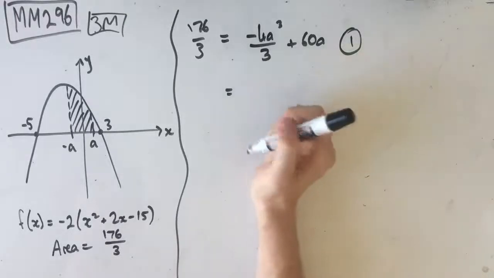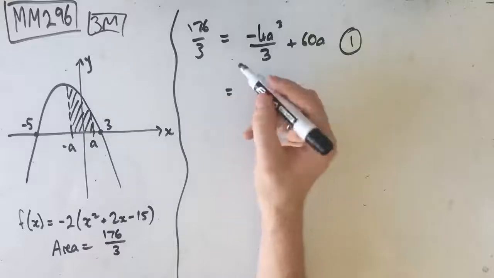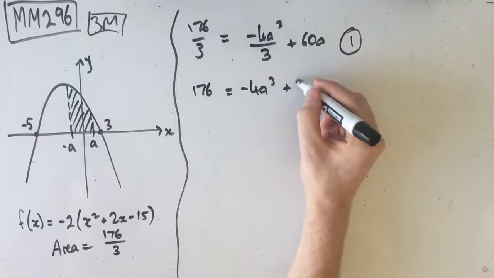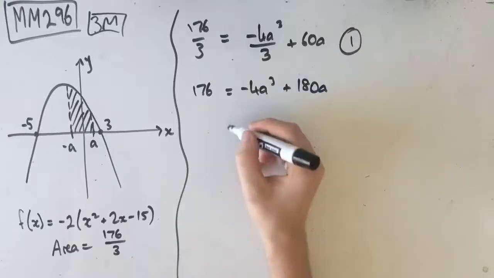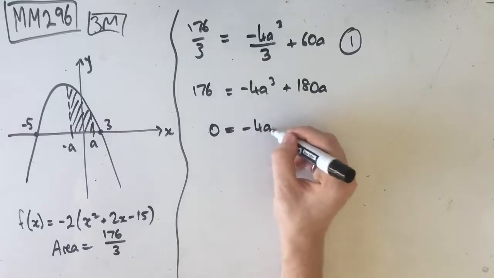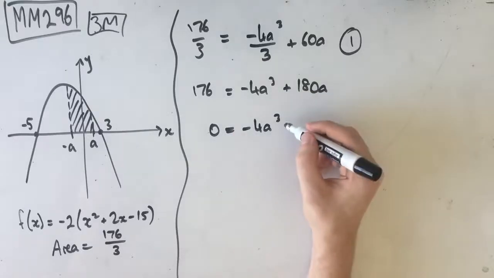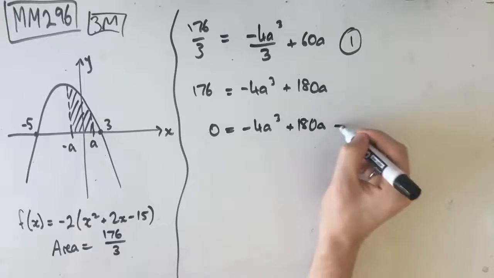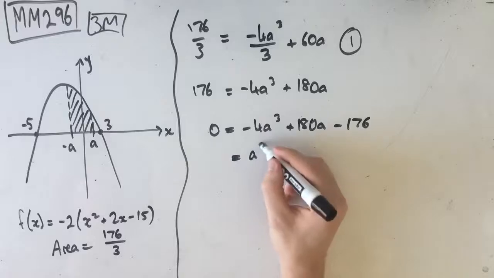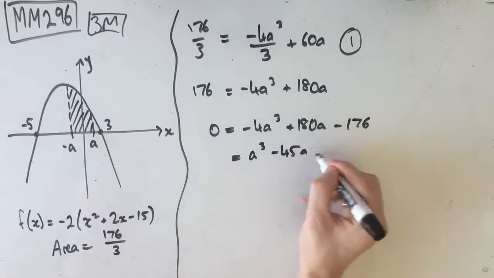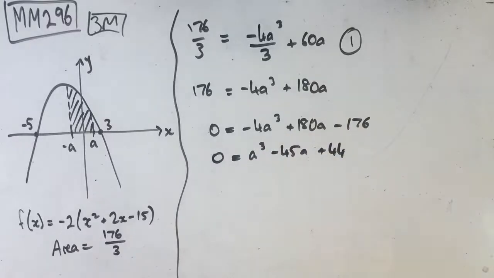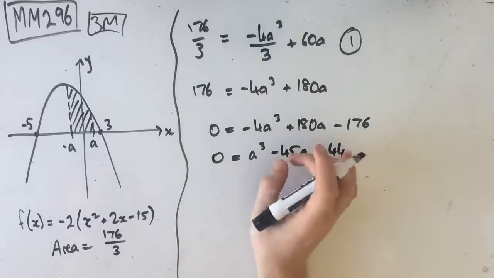And then I'm going to multiply both sides by 3, okay? So then we get 176 equals negative 4a cubed plus 180a. I'm going to move everything to one side to get 0 equals negative 4a cubed plus 180a take 176. And then from here we can simplify that down to a cubed take 45a plus 44. Awesome. Sweet.